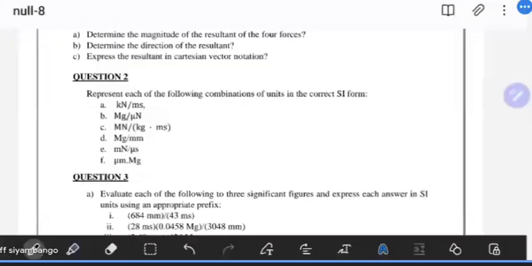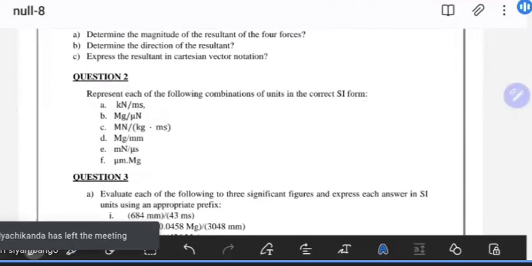Okay, so for this class, we're going to start with question two here. We want to represent each of the following combinations of units in the correct SI form. So you need to understand the SI form of each one of these. So look at the first one here. We'll do the first few.